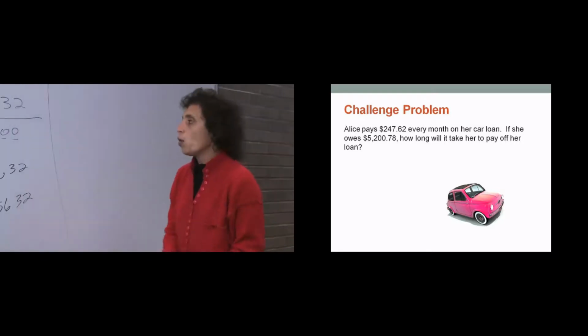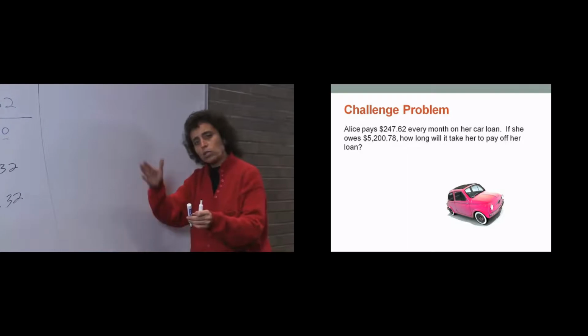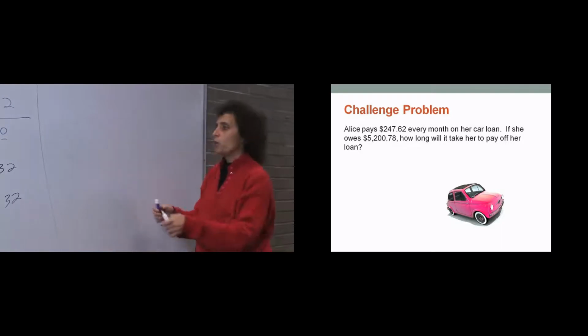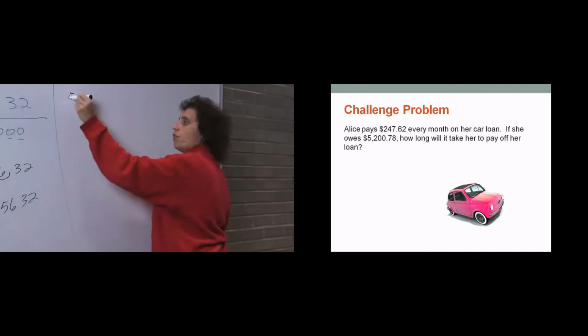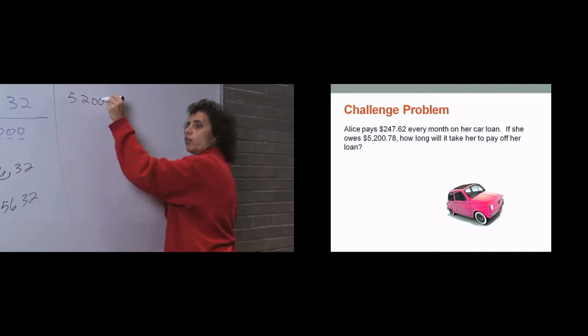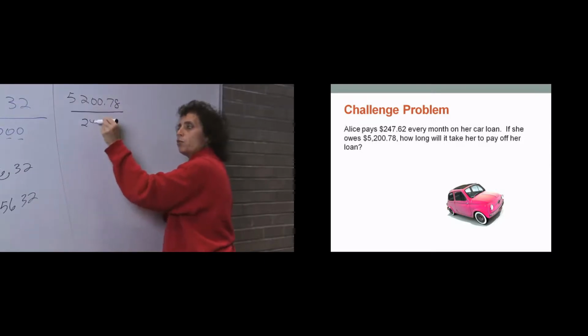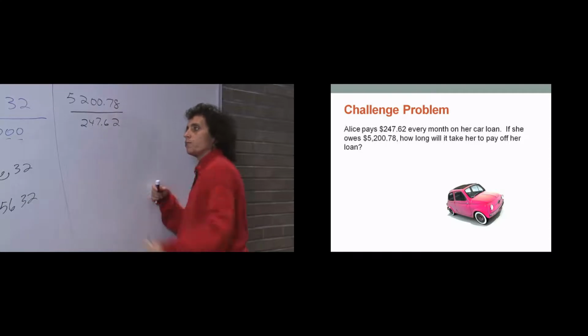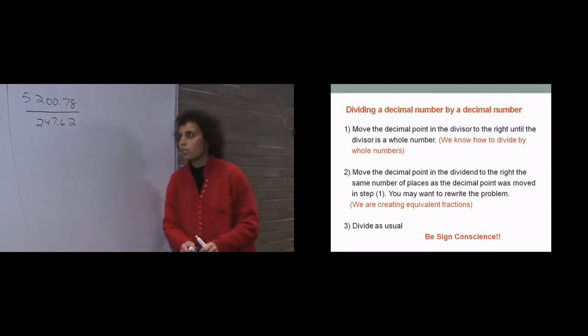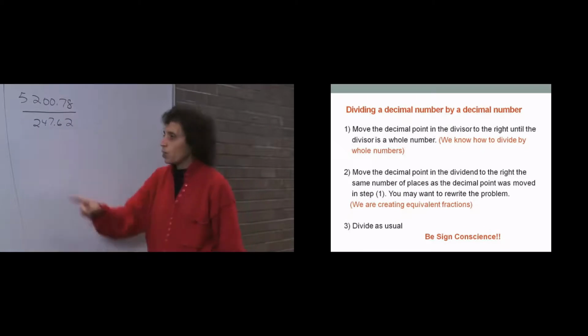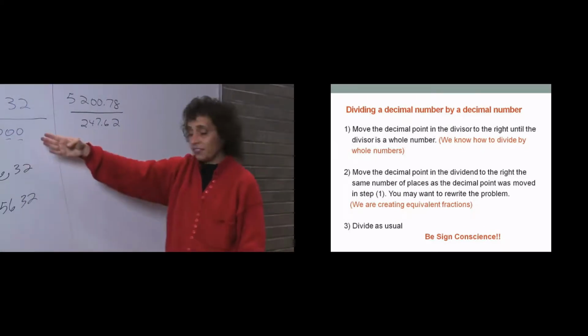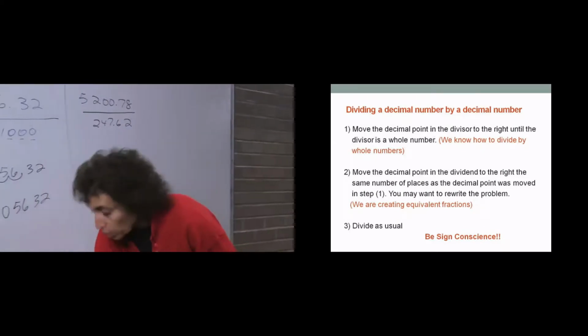Okay, well, we know she pays the same amount every month, and we know how much she owes. Well, we want to separate that amount into equal amounts. That means we're dividing. So we have to take 5,200.78, we want to divide it by 247.62. I wrote it that way for a reason. I want to show you something. We're not dividing by a power of 10, so it's not this easy. I have to show you another way to do this.